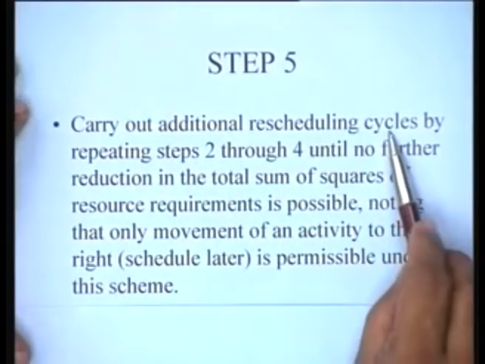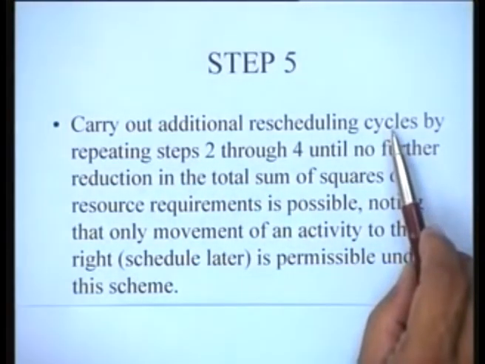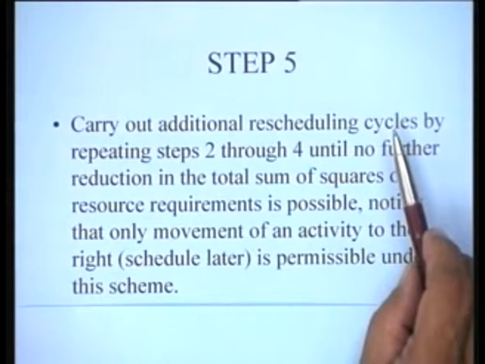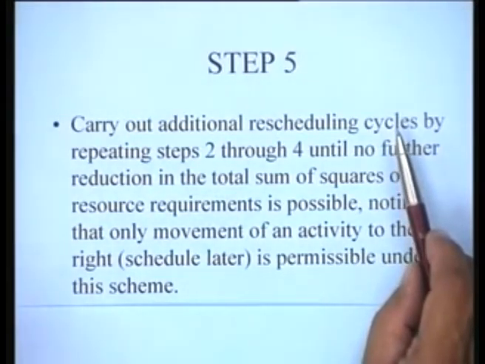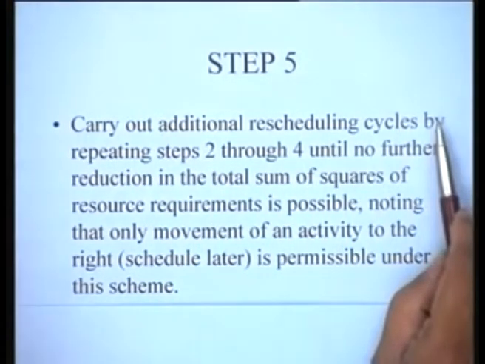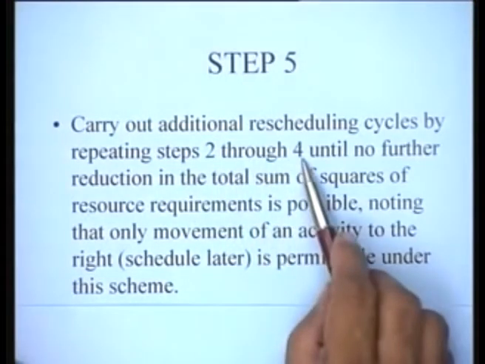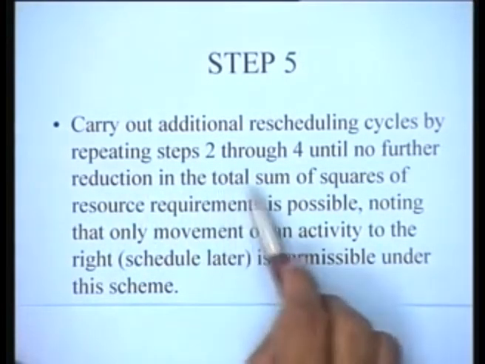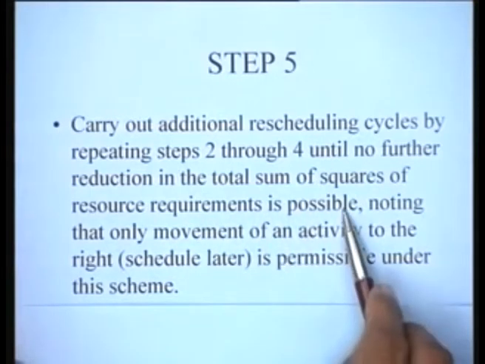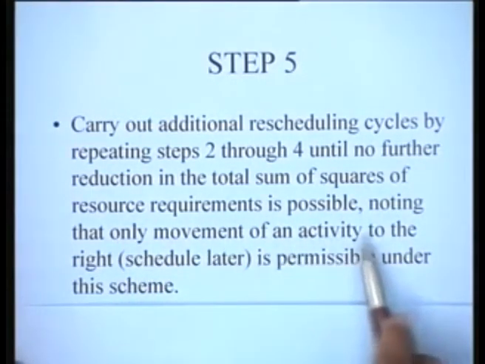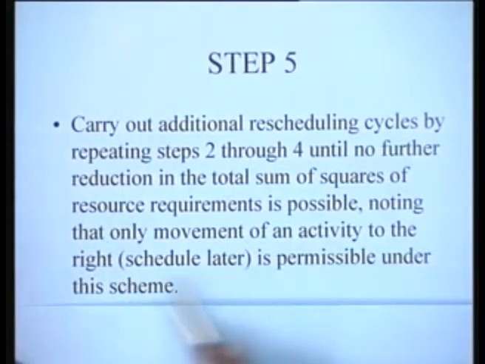The next step in this particular algorithm would be to carry out additional rescheduling cycle. Normally most of the changes take place in the first rescheduling cycle. Second rescheduling cycle, very few changes take place, and typically in the third rescheduling cycle there are no changes. This is the normal thing. So carry out additional rescheduling cycles by repeating steps 2 through 4 until no further reduction in the total sum of squares of the resource requirements is possible, noting that only movement of an activity to the right, that is scheduled later, is permissible under this scheme.